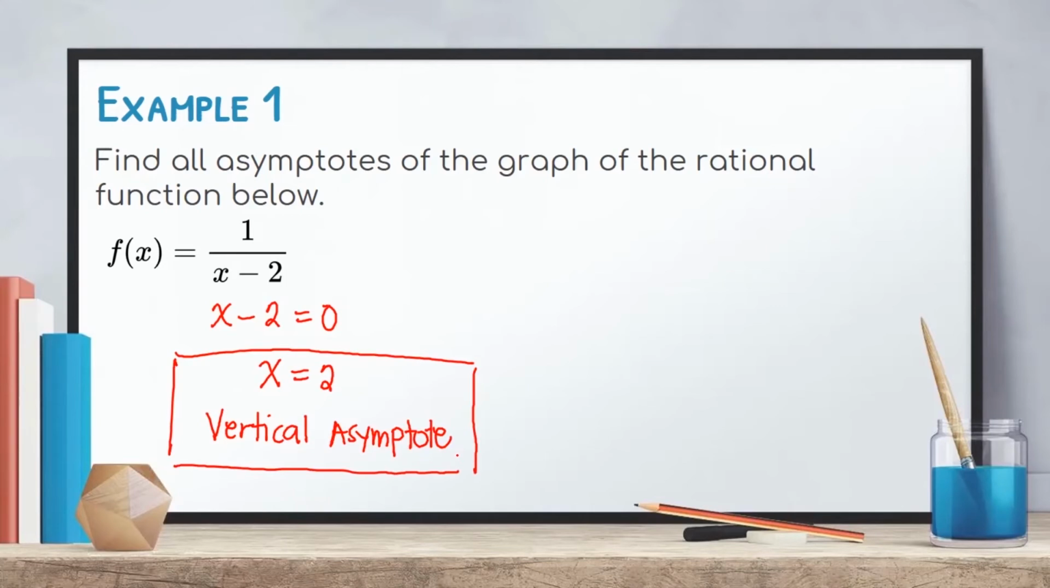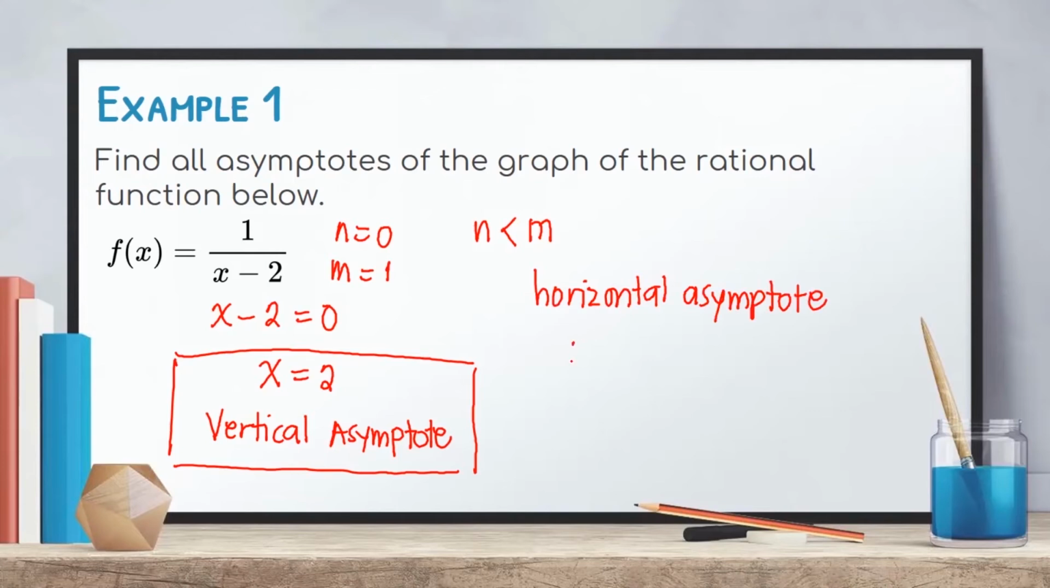For the horizontal asymptote, notice that the degree of the numerator is less than the degree of the denominator. The degree of the numerator is 0 and the degree of the denominator is 1. Since n is less than m, it satisfies the first condition, so its horizontal asymptote is the line y equals 0.